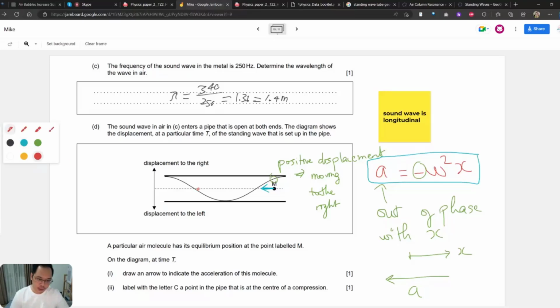It is supposed to be here, because here on this, the particle on the left of this point. Let's call this point M. Let us see. Here the particle on the left has positive displacement, meaning they are moving to the right. Let me erase the note first.